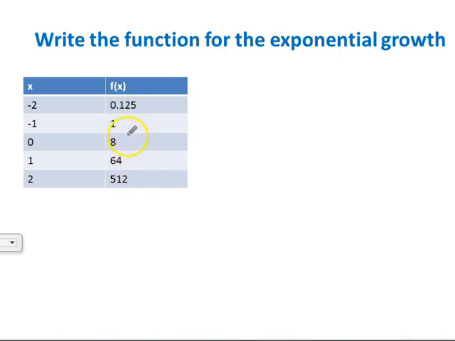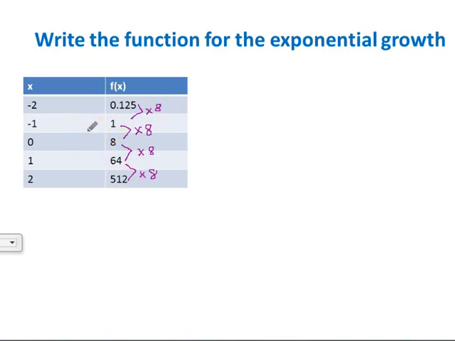So to go from 1 to 8, that's easy, right? 1 times 8 gives me 8, so I know I multiply by 8. Let's see if that pattern still works. 8 times what gives me 64? 8 times 8 gives me 64. That's good. 64 times 8 gives you 512. And then you can check in your calculator, and this does in fact work. 0.125 times 8 is 1.